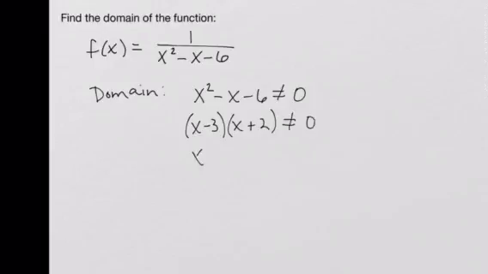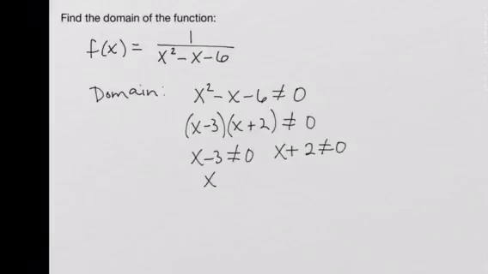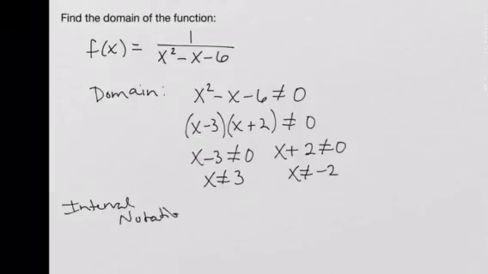And then we would set each factor with the inequality not equal to 0 and say that x cannot be the number 3, x cannot be the number negative 2. Now for interval notation, we're going to look at every single answer from negative infinity to infinity, excluding these two numbers that we found.